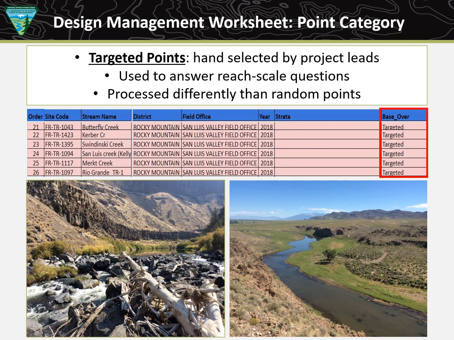Targeted locations are hand-selected by project leads and can be used to answer reach scale questions. Although sampled using identical field protocols, targeted sites are processed differently a priori than random points. For example, targeted points should not be moved without first consulting with the project lead and typically do not need to be replaced.